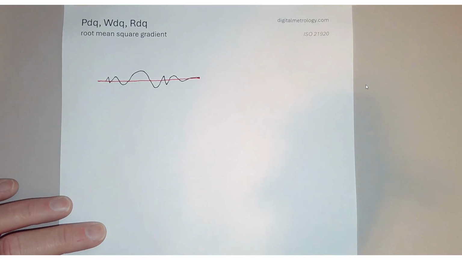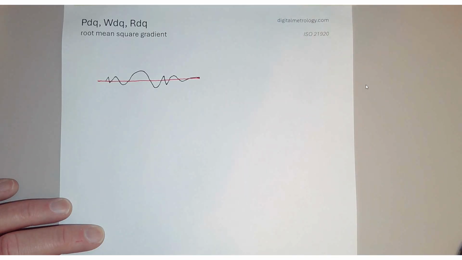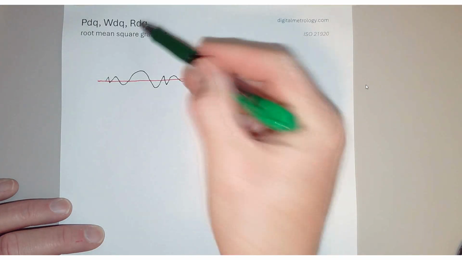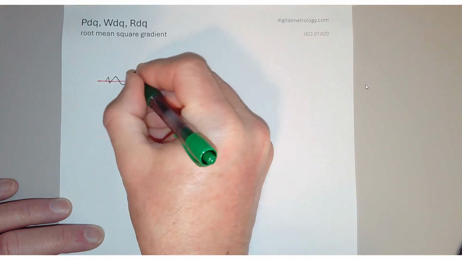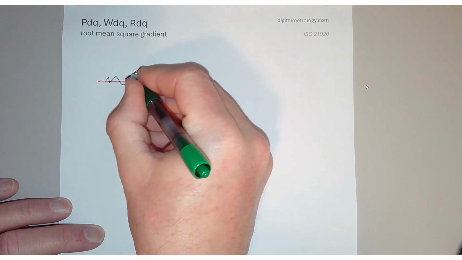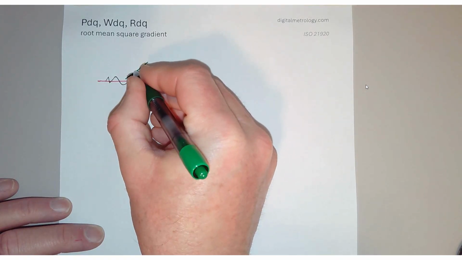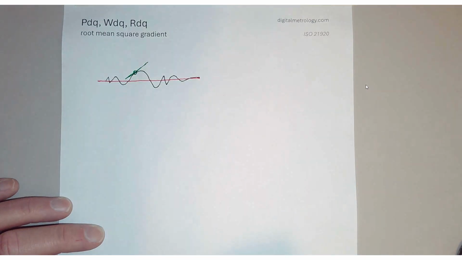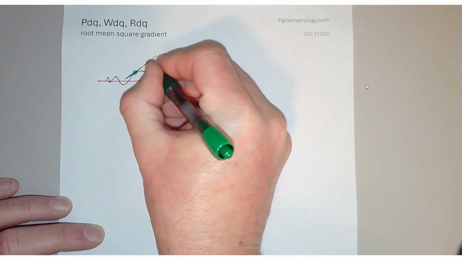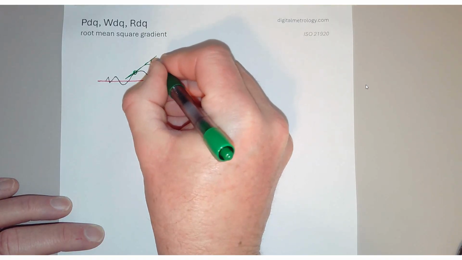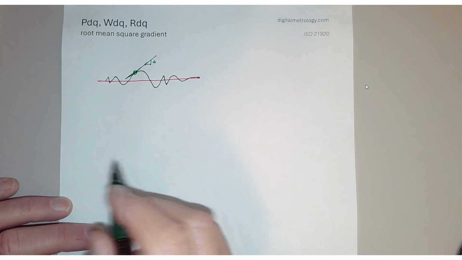Now, we have parameters in surface texture related to surface slopes. If we see a parameter with a D in it, think of D as a delta. It's the delta or the slope at a given point. So this particular point on the surface right here has some slope, some delta, some amount of change in height relative to some amount of distance in length.